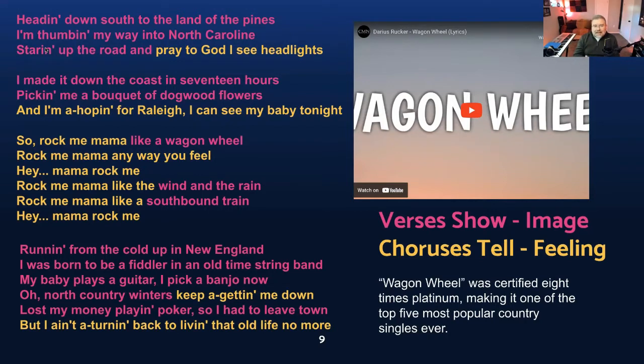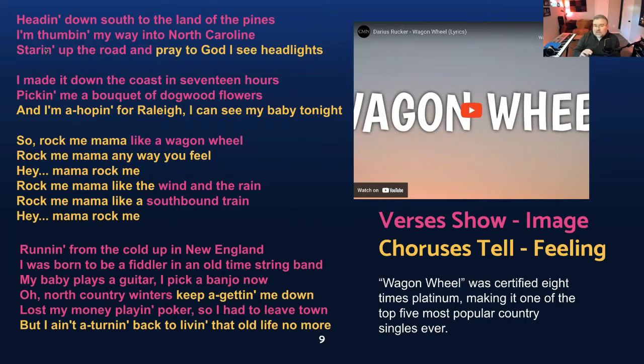And as the verse continues, it says, I made it down to the coast in 17 hours, picking me a bouquet of dogwood flowers. There again, if it stopped at those two lines, we don't know emotionally why they matter. I made it to the coast in 17 hours, picking me up a bouquet of dogwood flowers. Okay, so what? And then it says, I'm a hoping for Raleigh, I can see my baby tonight. It's like, ah, there's where it matters and why those two lines mattered, right? So we're showing and then we're telling why what we just showed mattered. We're basically telling the listener why these lines are important. I think we've talked about this in these workshops before, but it's really awesome to see that Dylan was doing this type of structure.